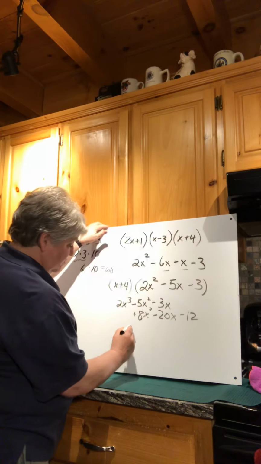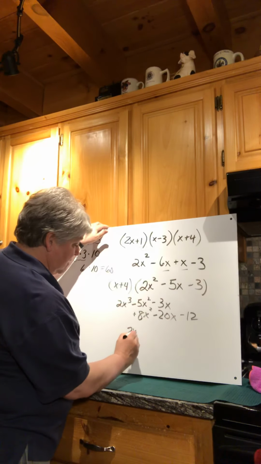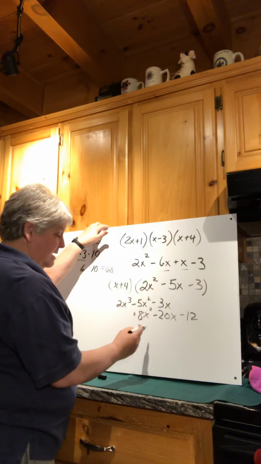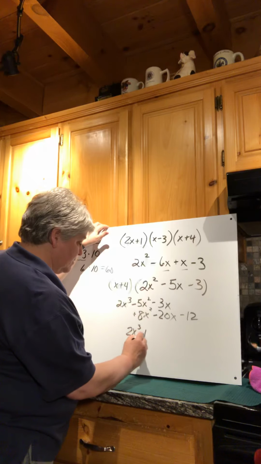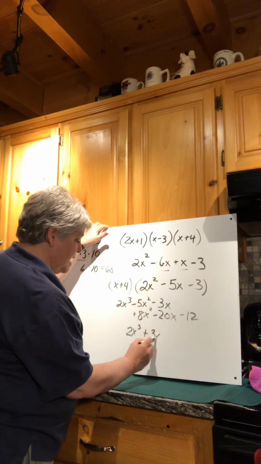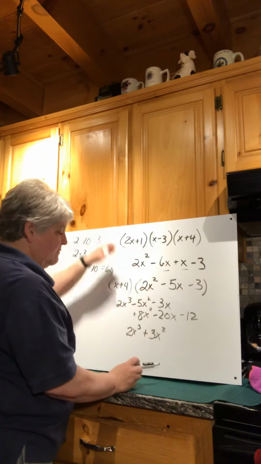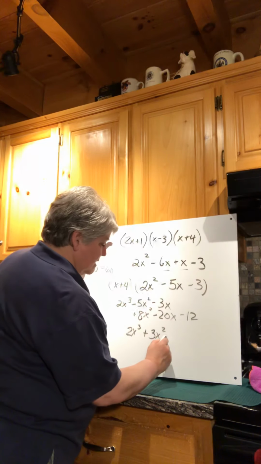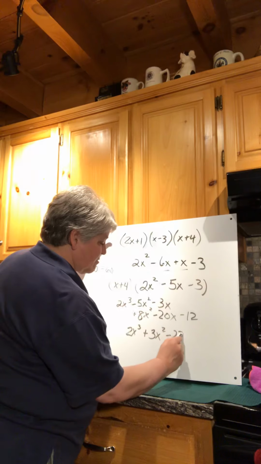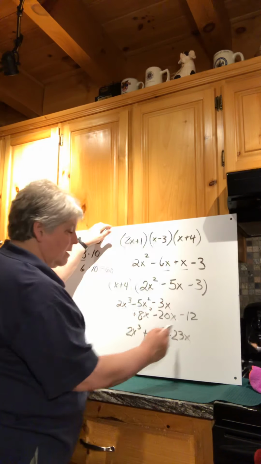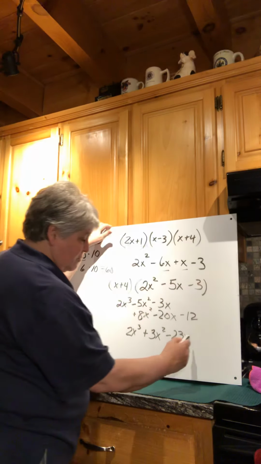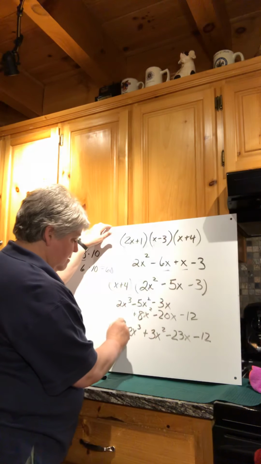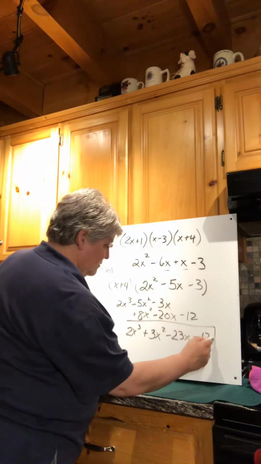So at this stage, it's 2x to the third. He has nothing to combine with. The negative 5x squared plus 8x squared is going to be a positive 3x squared. If you have a negative 3x and a negative 20x, that's a negative 23x. And then the number term has no other number term to be combined with, so it just remains like this. There is your final answer.